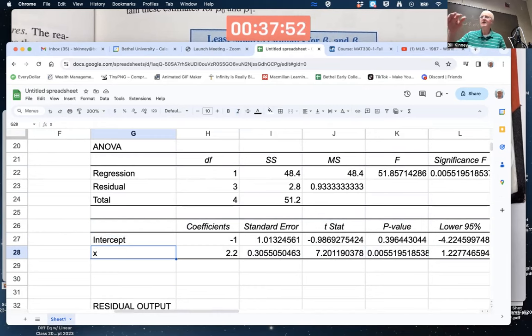Why is the word slope not there? Because if you were doing multiple regression with more than one variable, you'd have more than one quote-unquote slope. You wouldn't want to label them all with the word slope. Now, this is the rate of change with respect to x. Might be a better way to say this.